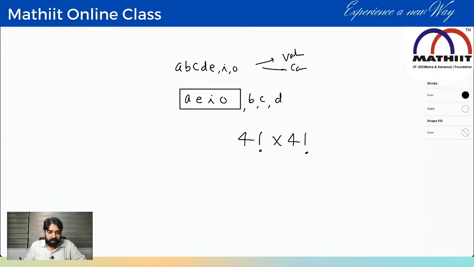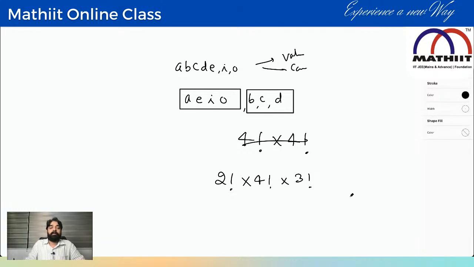Yes, very much correct. So many people giving the answers. I'm happy. Now vowels should be together, so one box. One more box is needed for consonants to be inside. Now, how many objects? Only two objects, because each box is an object. So 2 factorial they can be arranged, into the internal arrangement of the first box 4 factorial, into the internal arrangement of the second box 3 factorial. I'm sure everyone is able to understand, right?